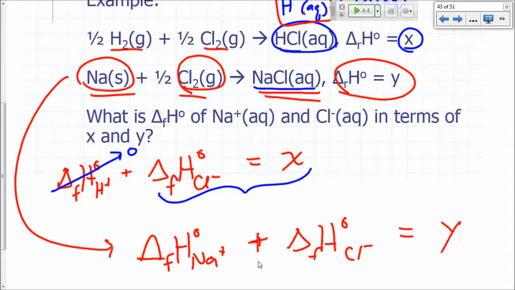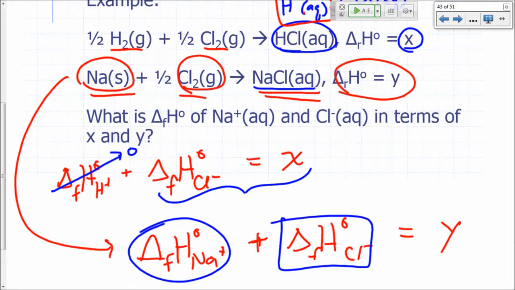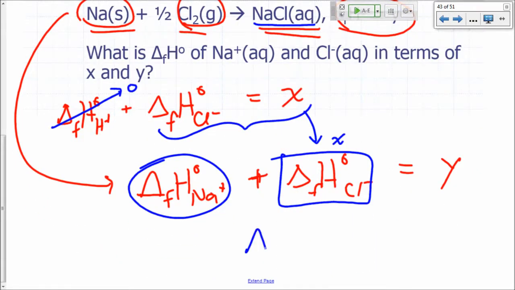So when you're dealing with aqueous solutions, the delta H formation of a salt in aqueous solution is just the sum of the delta H formation of the ions. So based on that, what would be the delta H formation of sodium then? The chloride term we already identified as X, right? So delta H formation of sodium is equal to Y minus X.